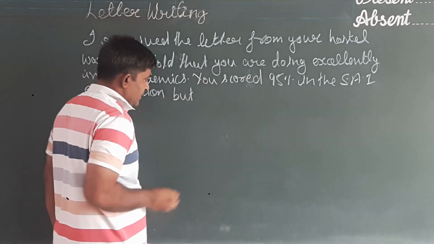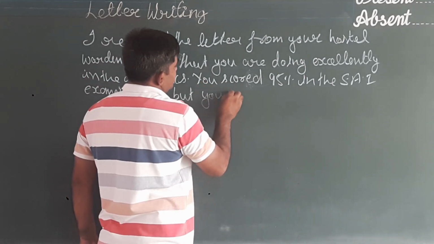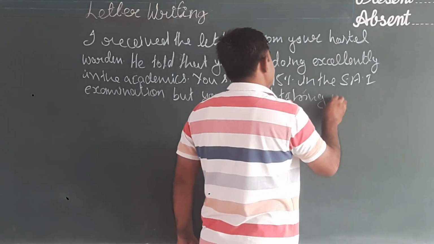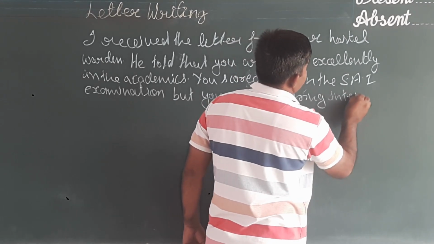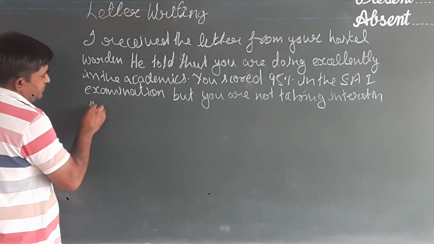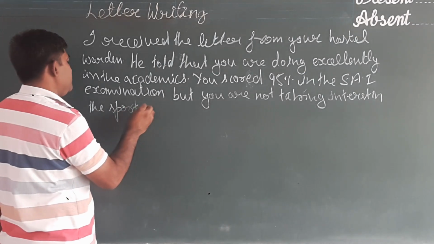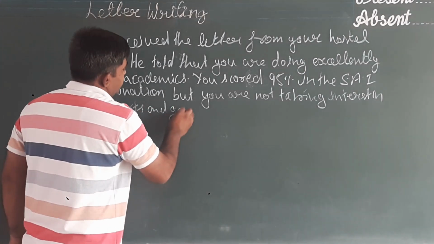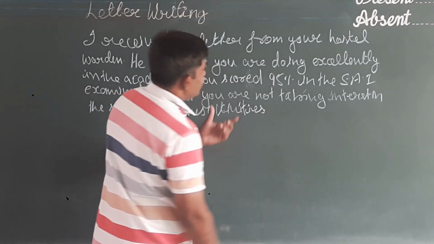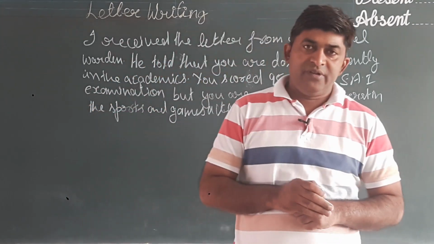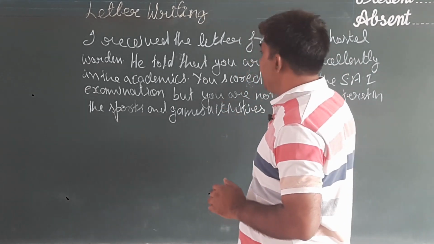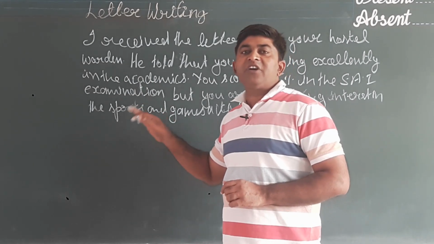But you are not taking interest in the sports activities, in the sports and games activities. Okay, this is the introductory paragraph. What does the writer want to say? It is clearly mentioned that he is feeling happy and he is satisfied with the academic growth of the child.